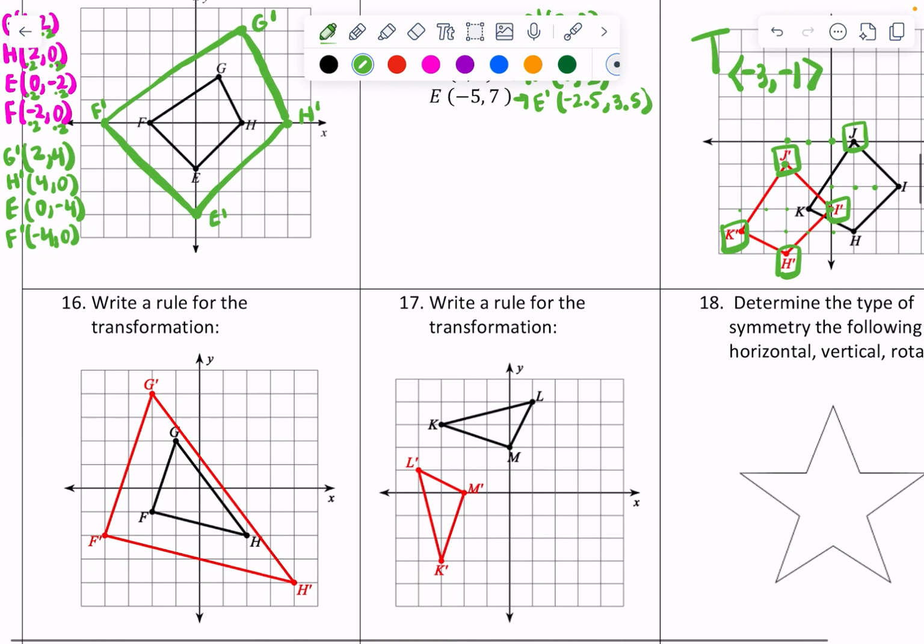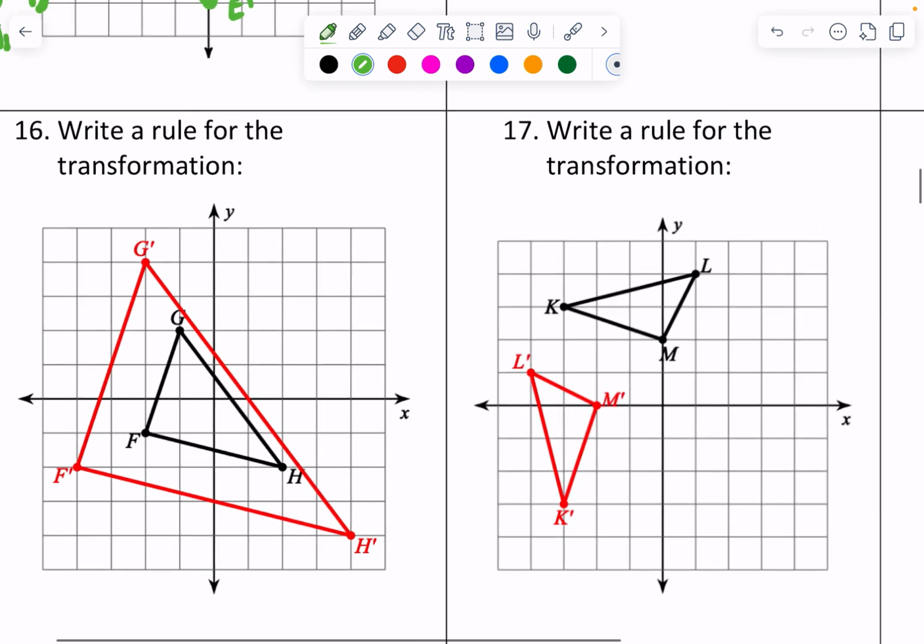In number 16, we're going from the original to the new, and we're trying to figure out what is happening. So we went from the black to the red, so we definitely had an enlargement. So that means that we dilated. Okay, let's see how we dilated. How do we go from G to G prime?